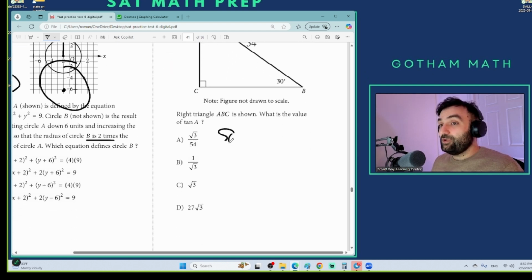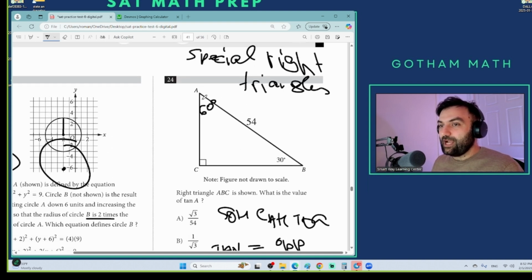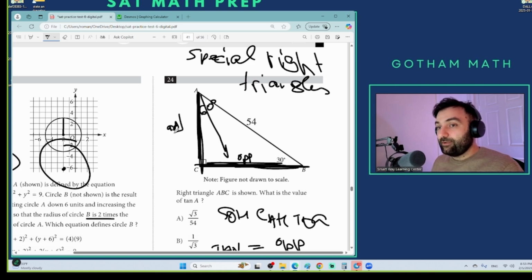From SOHCAHTOA, we need to remember that tangent is opposite over adjacent. Opposite side over adjacent side. What is the opposite side to A? This side is opposite. What is the adjacent? Adjacent is this side. This is opposite. This is adjacent. But I don't have them yet. But can I find them? Yes, I can. How do I find them?